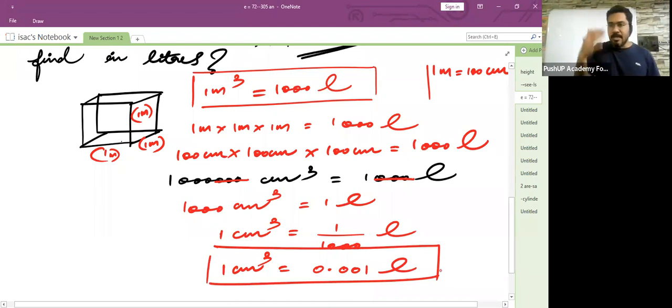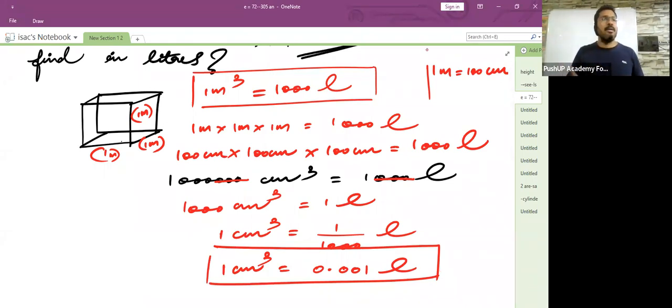Please redo the derivation at home also, because you will never get time to derive this during the exam. In the exam, you have to learn it by heart. 1 meter cube is how many liters? 1,000 liters. And 1 centimeter cube is equal to how many liters? 1 by 1,000 or 0.001 liters.